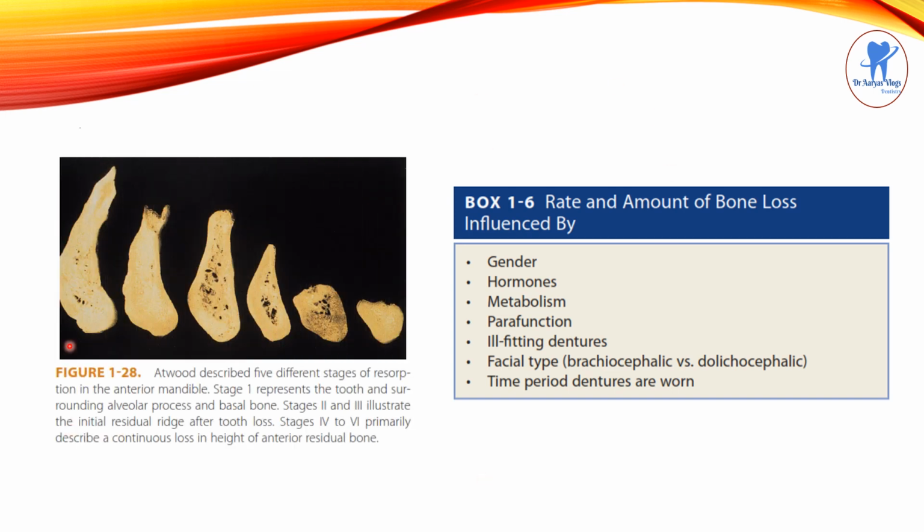This is the Atwood's classification. He described 5 stages of resorption in the anterior mandible. Stage 1 represents the tooth and surrounding alveolar process and the basal bone. Stages 2 and 3 illustrate the initial residual ridge after tooth loss, and 4 to 6 primarily describe a continuous loss in height of anterior residual bone. Residual ridge resorption is discussed in detail in my another video. You can watch that video.